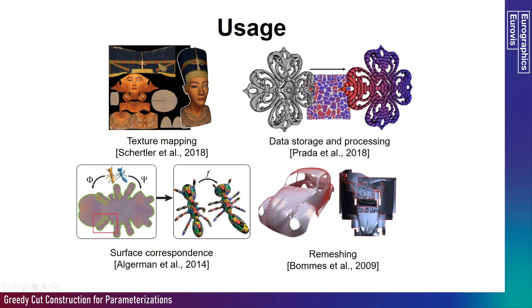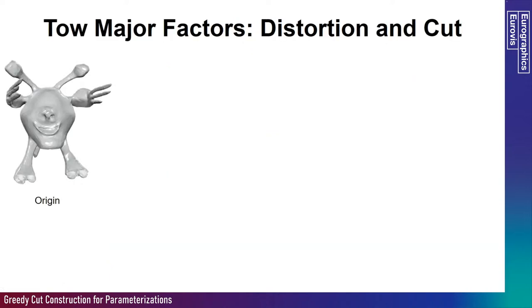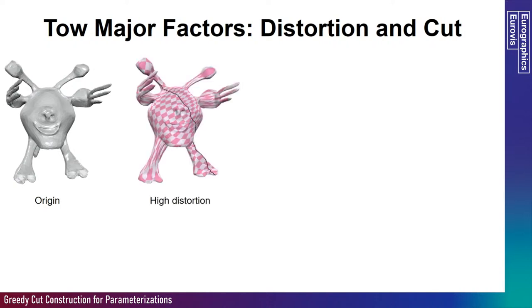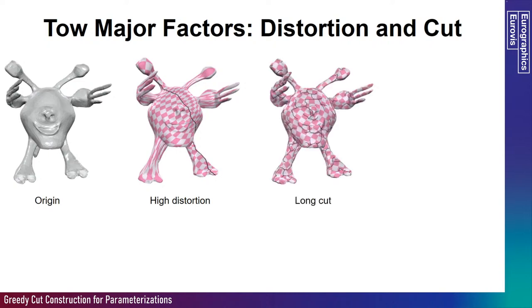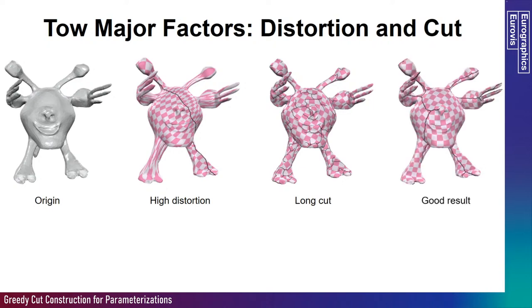Parameterization is a fundamental technique in computer graphics and is widely used in texture mapping, data storage and compression, surface correspondence, remeshing, etc. Distortion and cut length are two major factors affecting the feasibility and practicality of parameterizations. High distortion means that the corresponding triangle facets will be deformed greatly after parameterization, and longer cuts will bring more texture misposition. So short cuts and low distortion are both required for high-quality parameterizations.